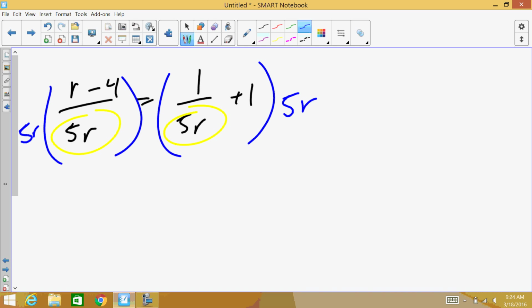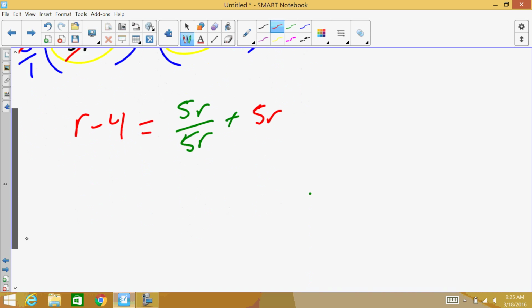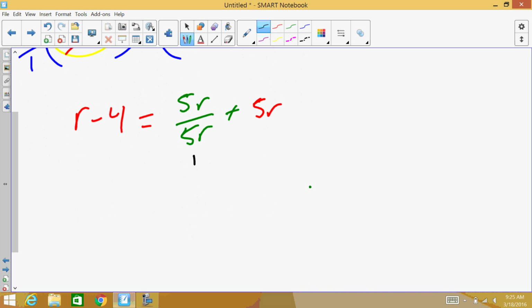So I go ahead and I say, well, that's 5r over 1. So that means 5r in the denominator, 5r in the numerator cancels out. On the left side, we're left with r minus 4 equals. On the right side, I have to distribute to both the parts. So I'm going to have 5r over 5r plus 5r times 1, which is 5r. So 5r over 5r right here simplifies to 1. I've got plus 5r equals r minus 4.